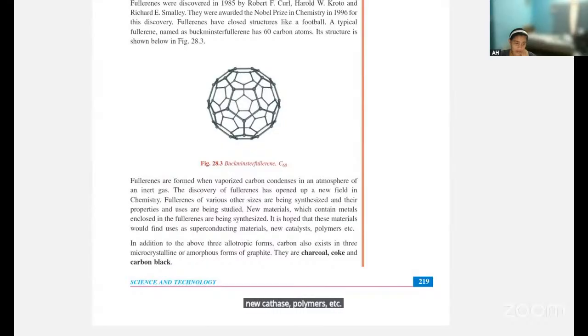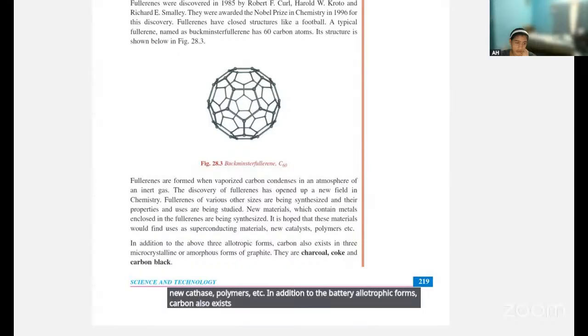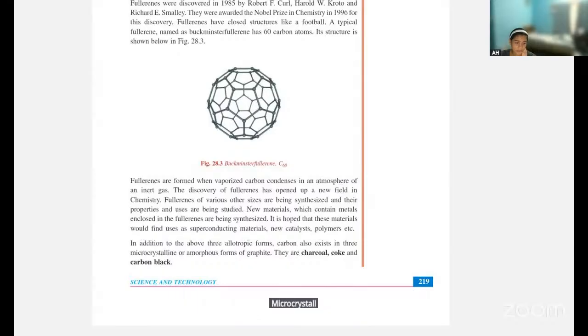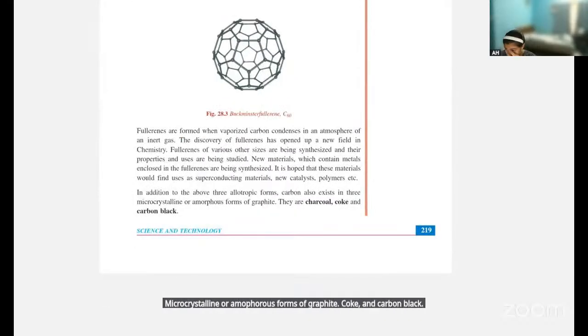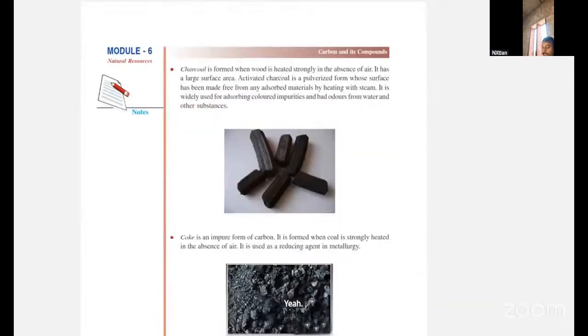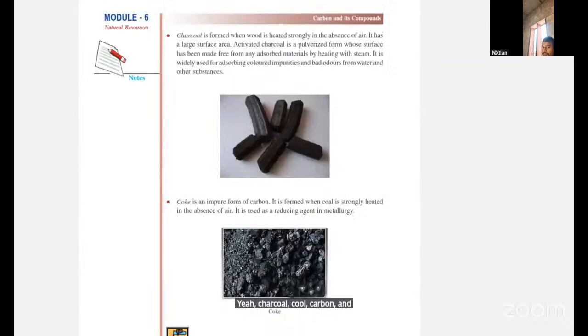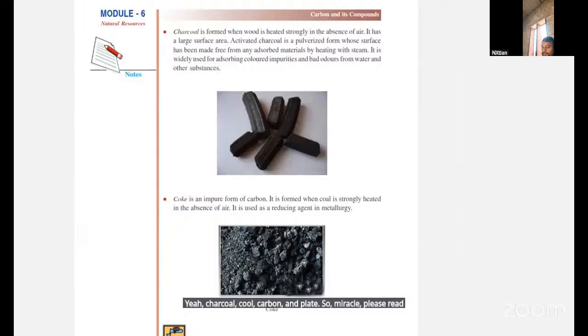In addition to the above three allotropic forms, carbon also exists in three microcrystalline or amorphous forms of graphite. They are charcoal, coke, and carbon black. So, Miracle, please read this charcoal.